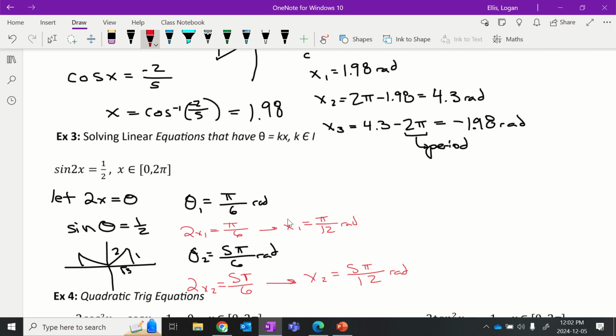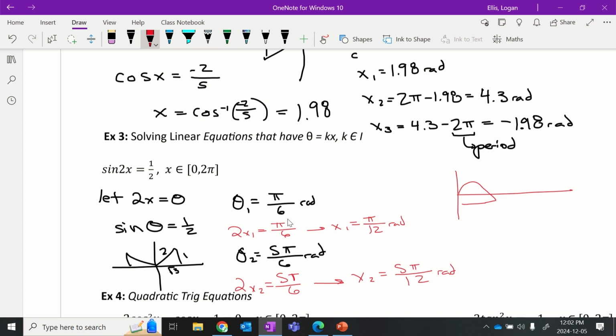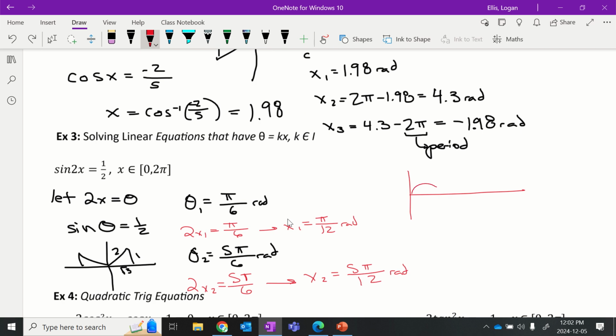So we have only actually solved, if thinking about the graph of sine x, right? Sorry, that got a bit glitchy on me here. Thinking about the graph of sine 2x, it has a period of pi. So we've actually only found the first two answers. We would need to theoretically go all the way up to 2 pi, because that's where our domain is, and we would need to find these two as well.